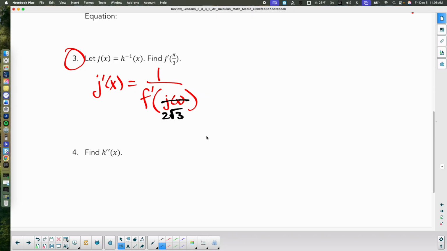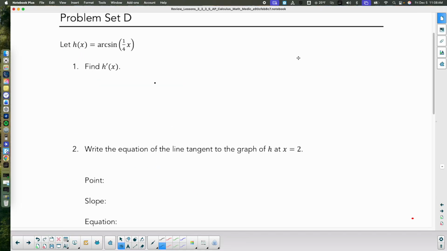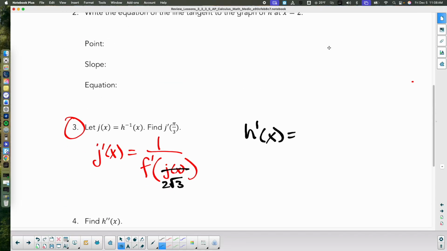I wrote f prime, but I should have written h prime, because there is no f in this problem. I should have written h prime. So I need to find h prime. What was it again? Arc sine 1/4 x. So the derivative of arcsine is u prime over square root 1 minus u squared.